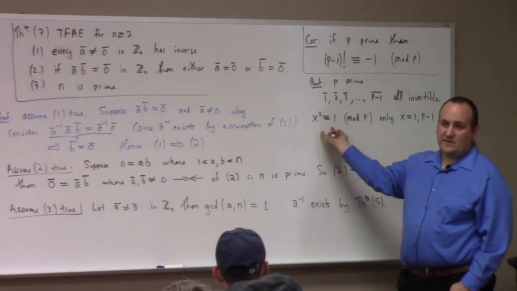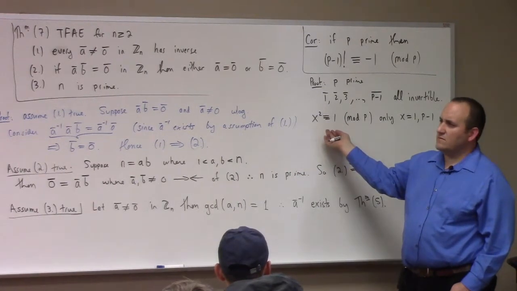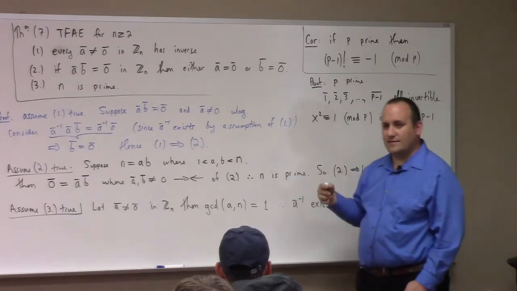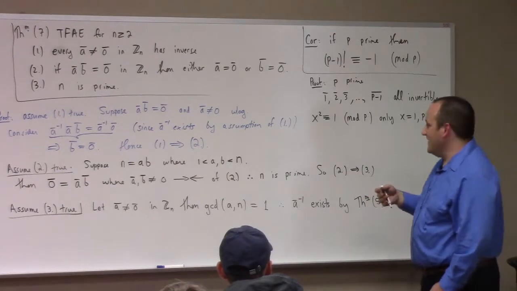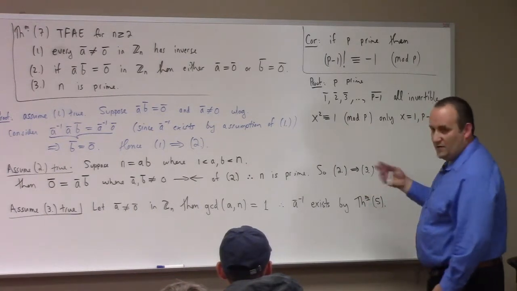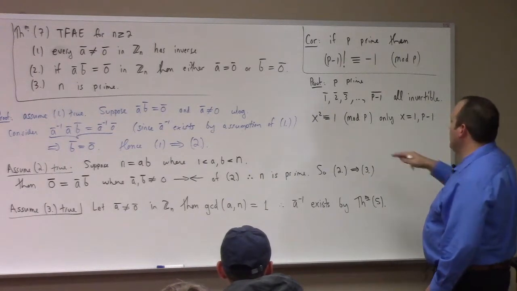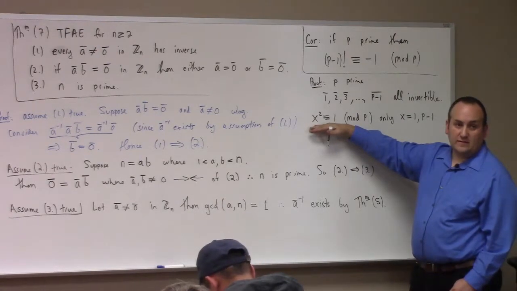In fact, in the help session yesterday, we proved that if you take n minus 1, what do we prove? Oh, I forgot already. This is why I tape it. I need to go back and look. What's that? X equals n minus 1 squares to 1 mod n. Anyway, this is the only thing that is its own inverse, right?